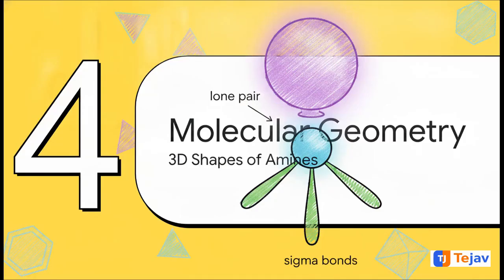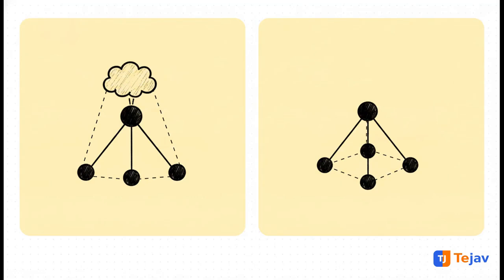Next up, molecular geometry and shapes. So let's look at the actual 3D space around the nitrogen atom. We've got those 3 sigma bonds and that one distinct glowing lone pair right at the top. Now notice this classic exam trap.